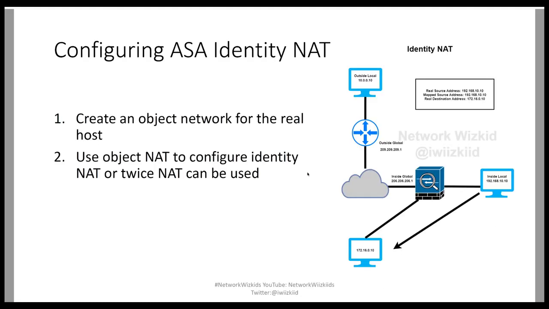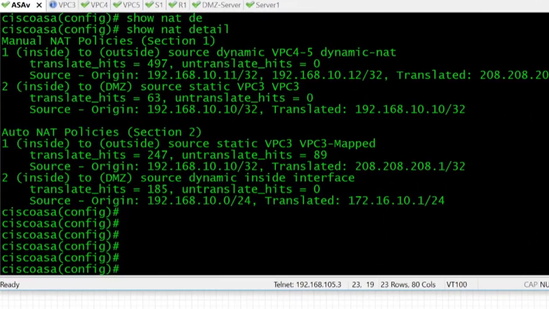So that covers all the different types of NAT you can have on the ASA. We'll take a look now at what it looks like on ASDM. So I just need to set this up really quick.